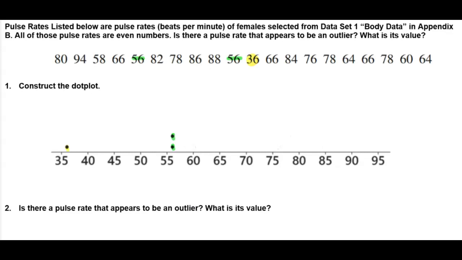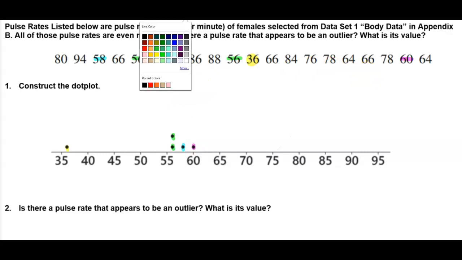Now the next number after 56 looks like we have 58, and we only have one of them. So that's going to be right before 60 and in between 55 and 60. Therefore, that's going to represent our 58. Now after 58, the next closest value is 60. So right at 60, we're going to have one dot.